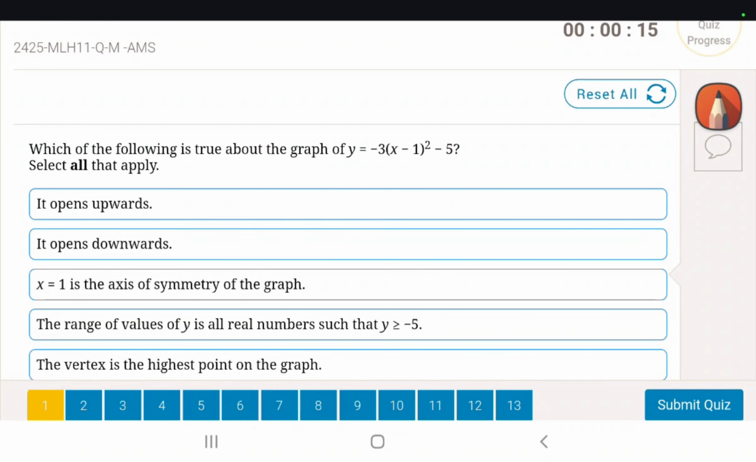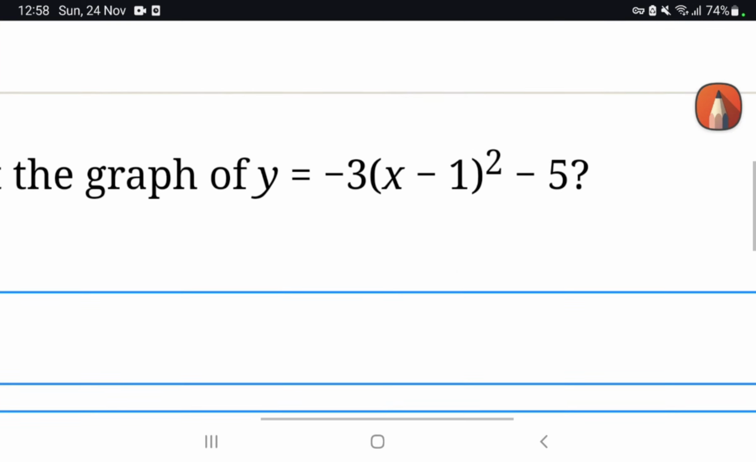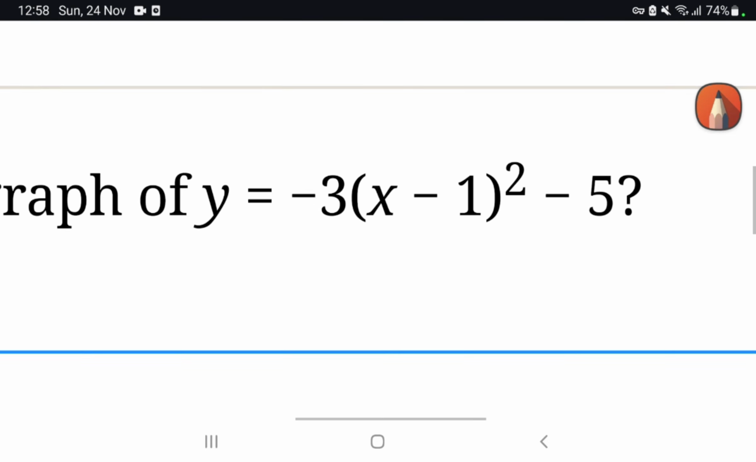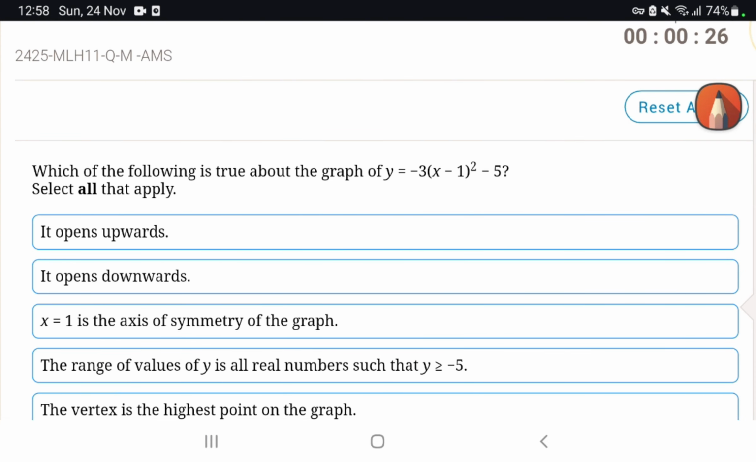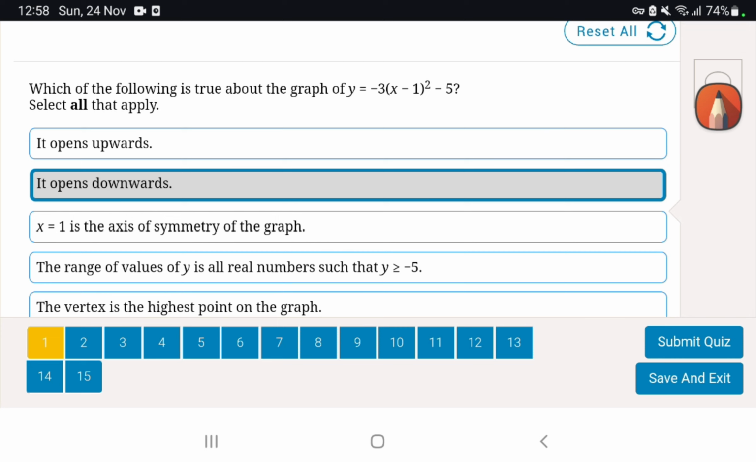Start the Term 2 Week 1 diagnostic quiz. For the first question, it doesn't open upwards because the first number here, which is -3, is negative, so it's going to be opening downwards.